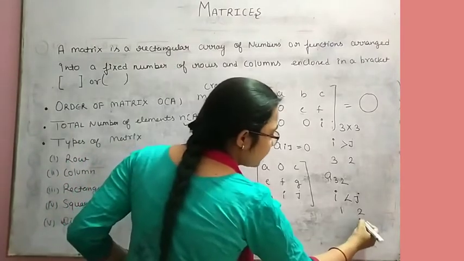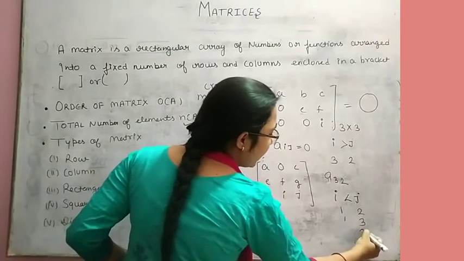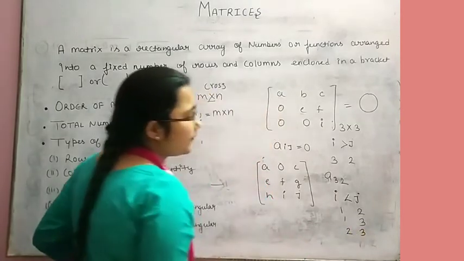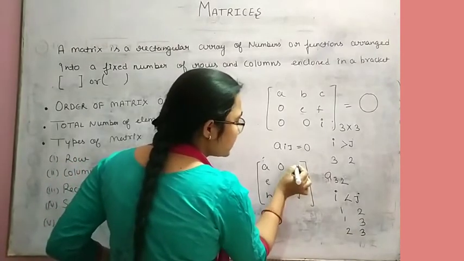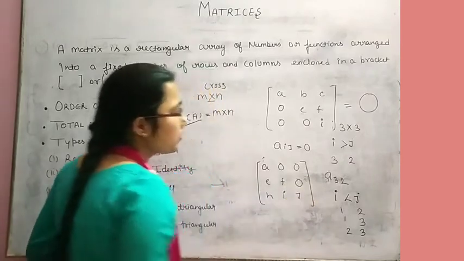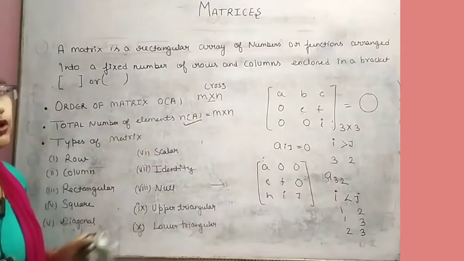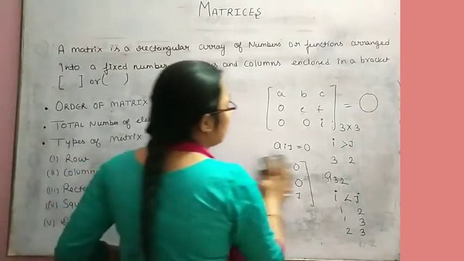And suppose I is 3. So this is 1 and I is 3. J is 3, I is 2. So 1, 3, that means this equals to 0. 2, 3, that means this equals to 0. This is known as lower triangular matrix. Now come to the next point.